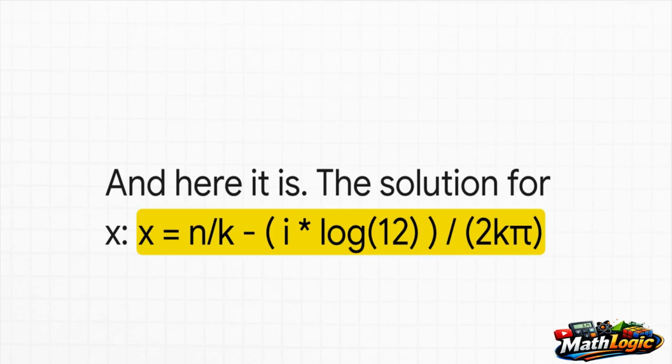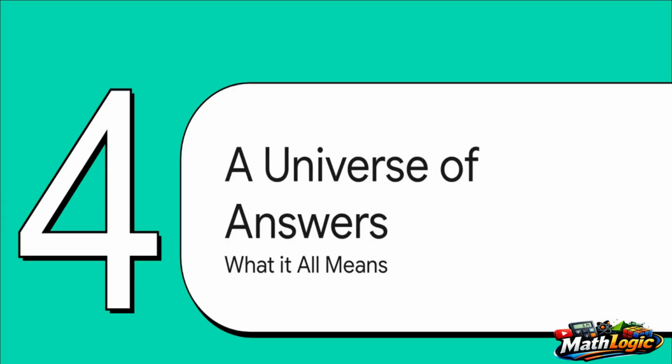And look at it. It's not a simple number, is it? It's actually a whole formula. It's got a real part, that n over k, and then an imaginary part with i and the log of 12. Pretty wild. So we have this crazy looking answer. What does it actually mean? Well, it means our question doesn't have just one answer. It has a whole universe of them.